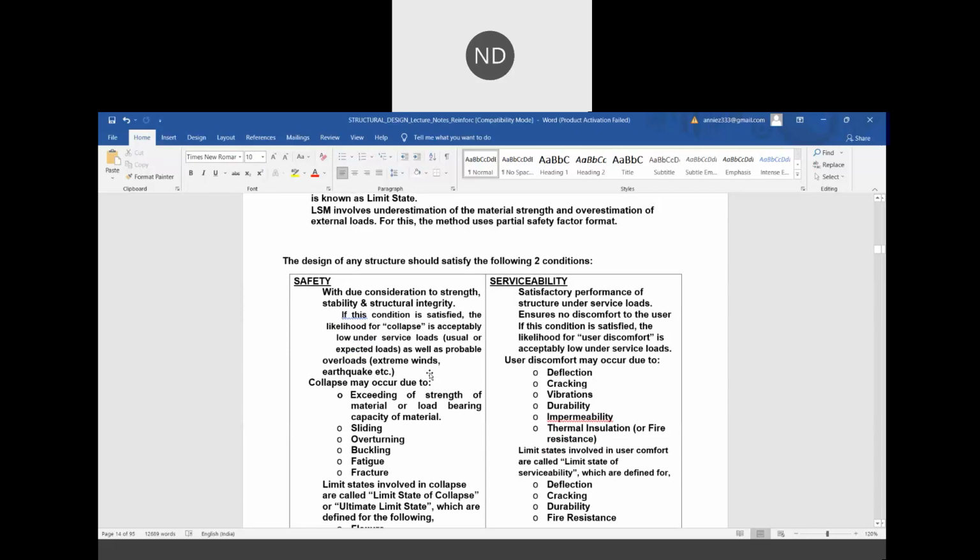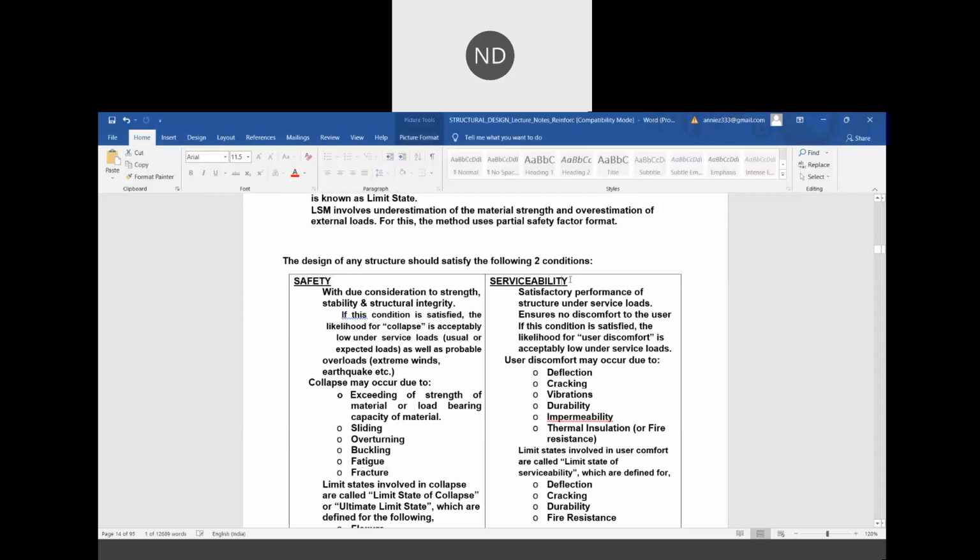Now the design of any structure should satisfy these two conditions: safety is okay and serviceability is also okay. Serviceability means with due consideration to strength, stability, and structural integrity. If this condition is satisfied, the likelihood of collapse is acceptably low under service loads, the usual or acceptable loads, as well as probable loads.